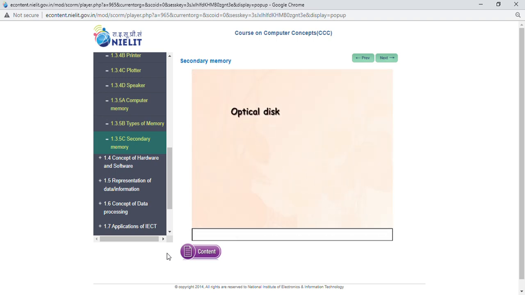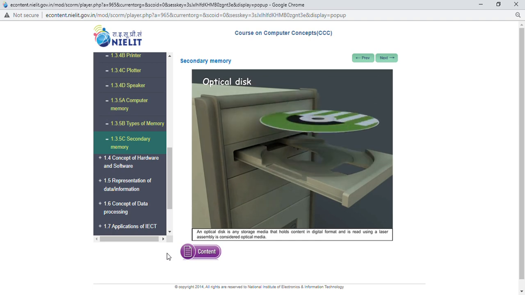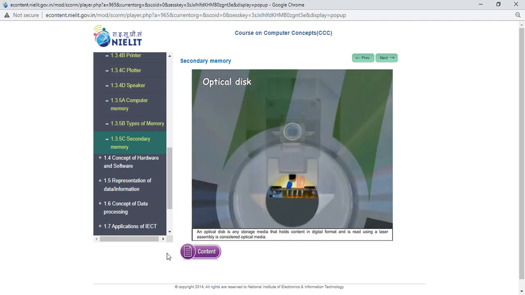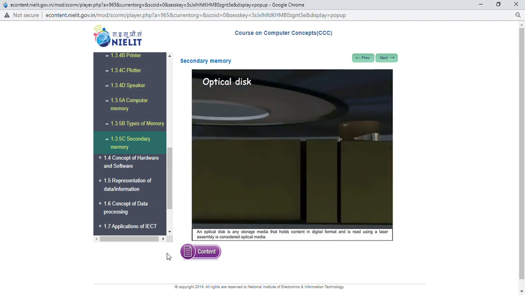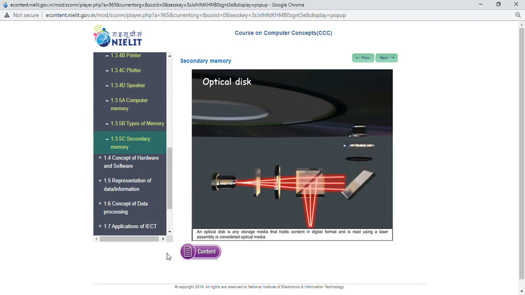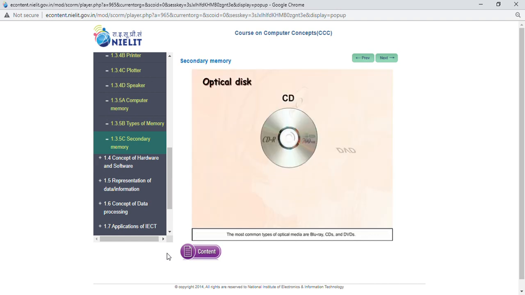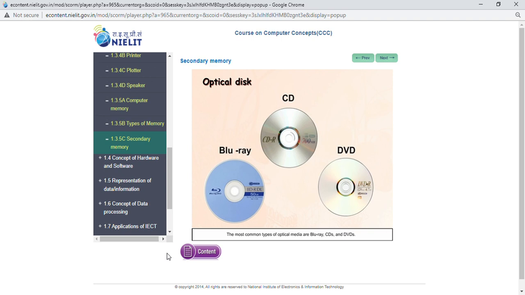Optical disk. An optical disk is any storage media that holds content in digital format and is read using a laser assembly, and is considered optical media. The most common types of optical media are Blu-ray, CDs and DVDs.